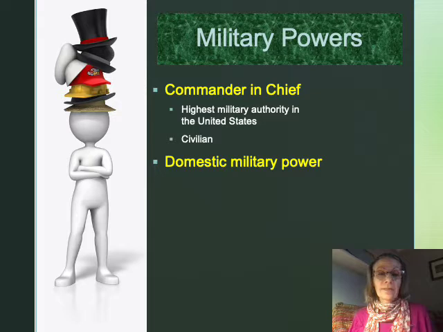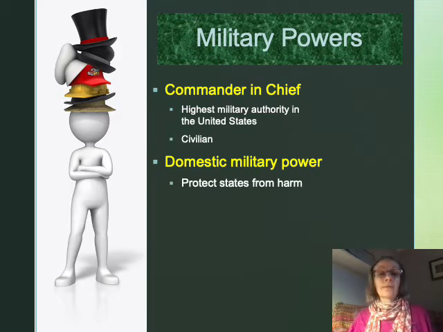The president also has domestic military powers, and the domestic military powers actually come from Article 4 of the Constitution, which says that the president has the power to protect states from invasion and domestic violence. And so the president can mobilize the National Guard in states in order to protect states from harm. You can read more about the domestic military power in the textbook. Oftentimes it's used during emergencies, so during hurricanes or wildfires and those sorts of environmental, harmful events.